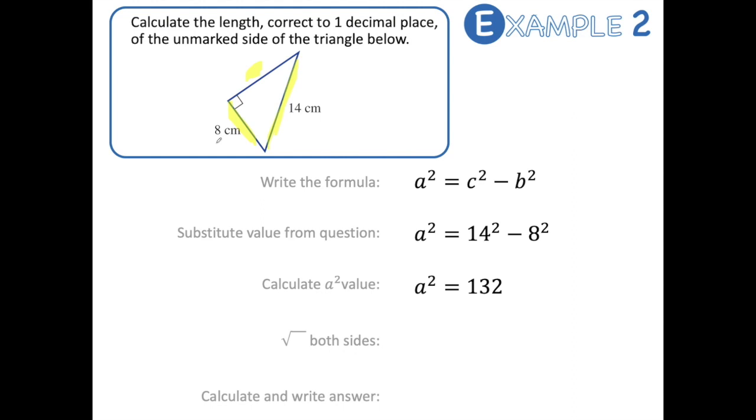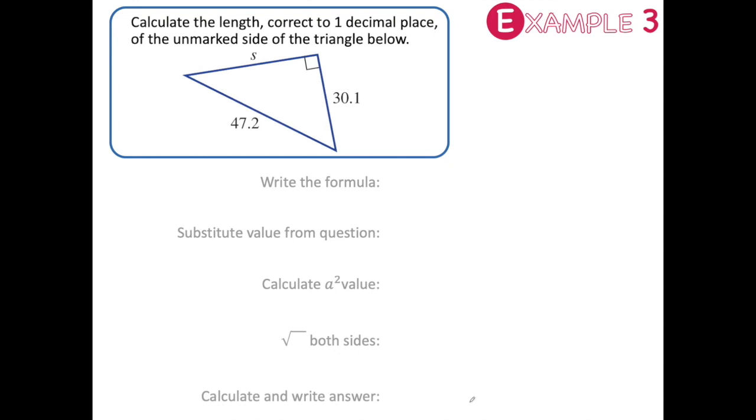So A squared is going to equal 132. Square root both sides. So A is going to equal the square root of 132, which equals 11.49 centimeters. So the missing length of my right-angled triangle is 11.49 centimeters. And a check that we can do when we're calculating the non-hypotenuse side is that it needs to be smaller than the hypotenuse. So here my hypotenuse is 14. My answer of 11.49 is smaller, so I can pass that common sense check. So my missing side in example 2 was 11.49 centimeters.